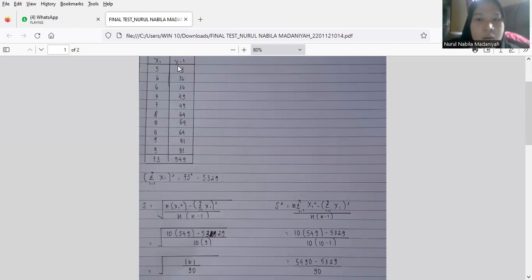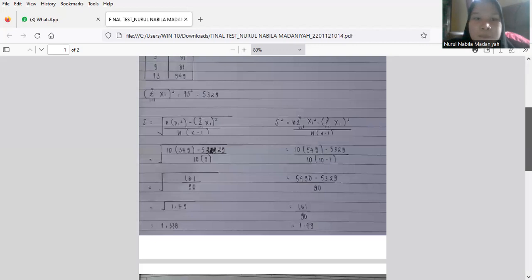And then for the xi quadrat, I have written 25, 36, 36, 49, 49, 64, 64, 64, and 81, 81. And the total from it is 549. From where I get 25, it is from 5 times 5, it is 25, 6 times 6, it is 36, and 6 times 6, it is also 36, until 9 times 9, it is 81, and the total is 549.